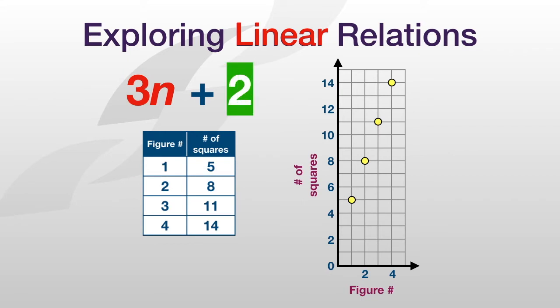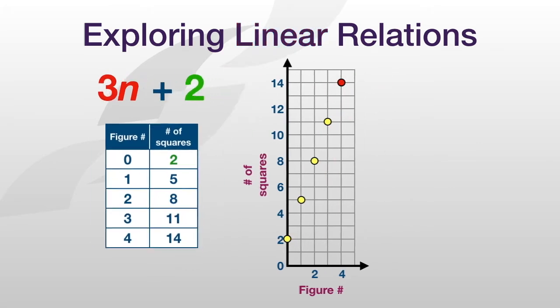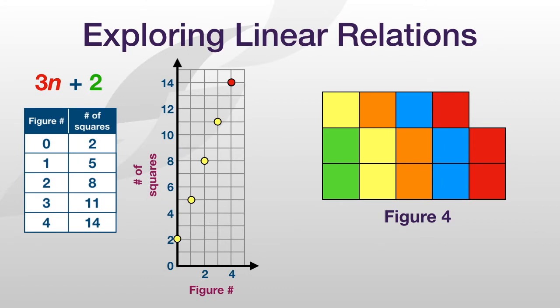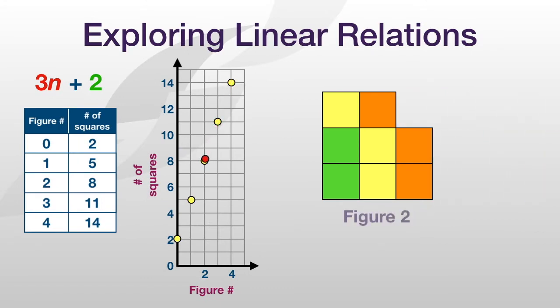But what about the +2? Where do we see this in our graph? Let's insert a row into our table and consider figure 0. Recall the rate of change. Now let's apply it in reverse. This takes us down 3 and back 1. We see that the number of squares for figure 0 is 2, which corresponds to the 2 in the algebraic expression. Even with our visual pattern, we can imagine why figure 0 has just 2 squares.